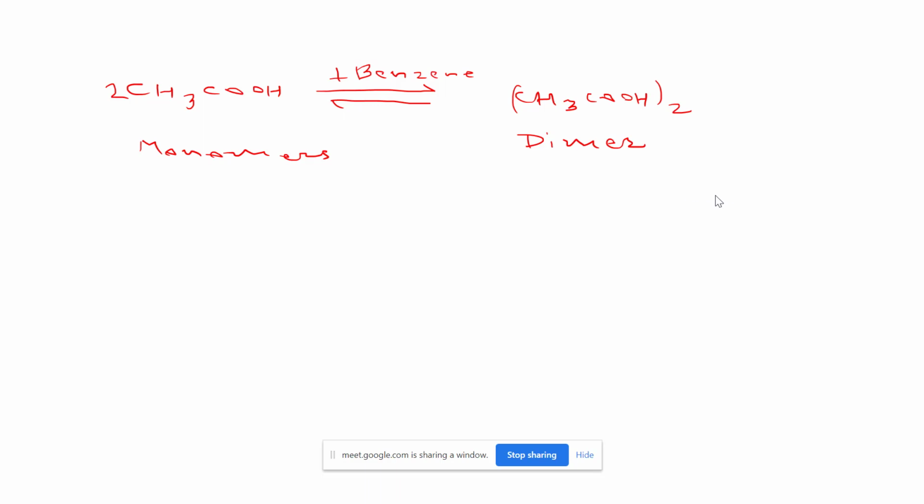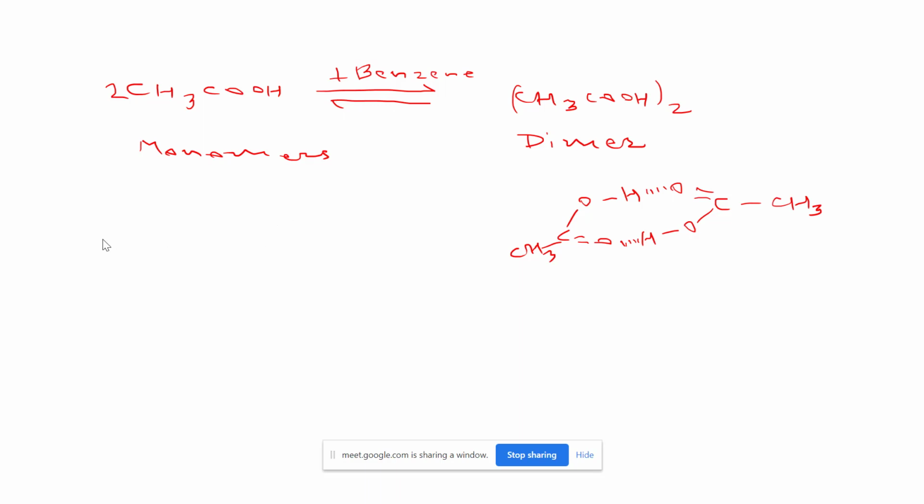Actually, acetic acid has this kind of formula. This is one molecule of acetic acid, and here is the second molecule of acetic acid, and these molecules form intermolecular hydrogen bonding in benzene solvent. Due to this intermolecular hydrogen bonding, they combine together to form one entity. So the reason for dimerization here is intermolecular hydrogen bonding.